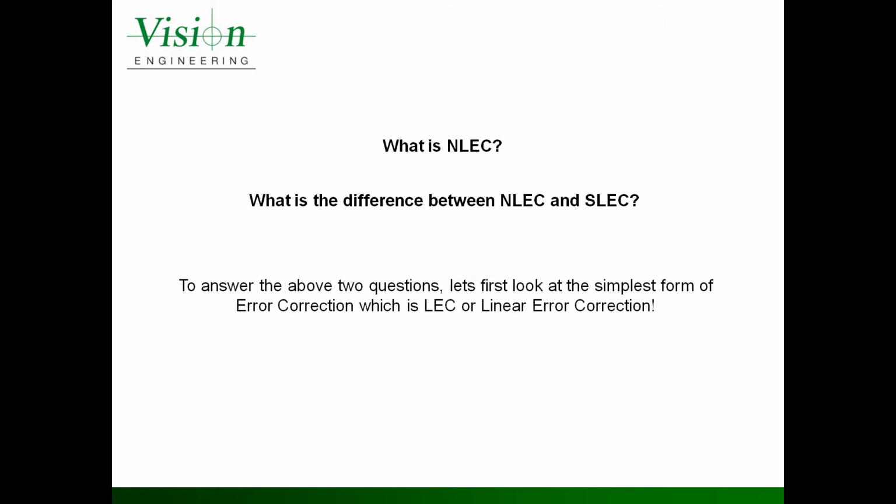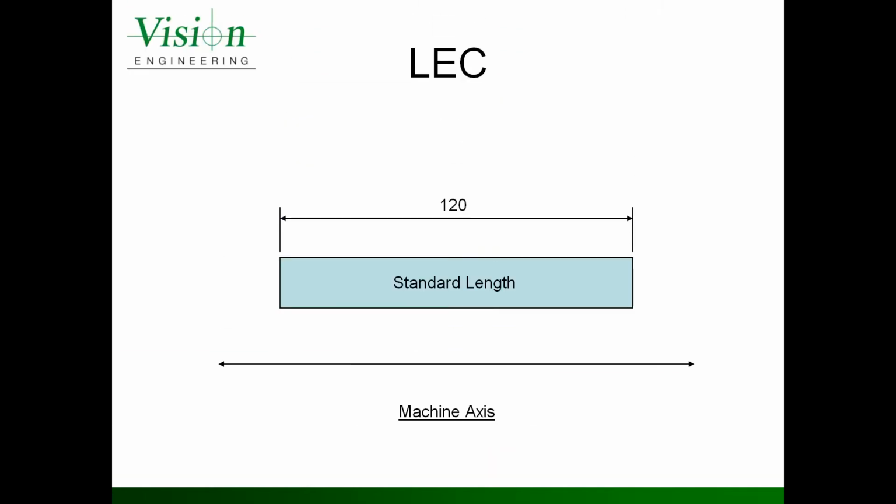To answer the above two questions, let's first look at the simplest form of error correction, which is LEC, or linear error correction. LEC is where a standard length, in this case 120 mm, is placed parallel to the machine axis being calibrated. The standard length is then measured by the machine, and the difference between the standard length and the measured length is entered into the machine's readout or computer system as calibration data for that axis.